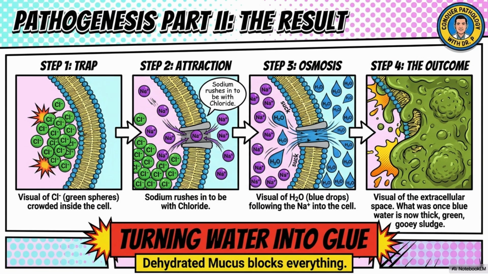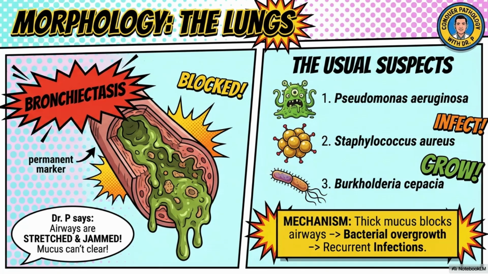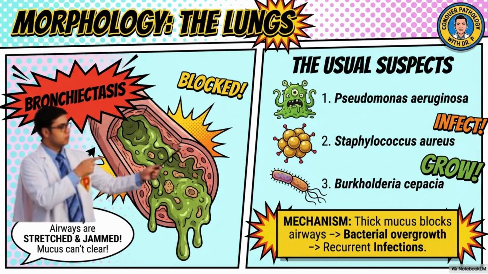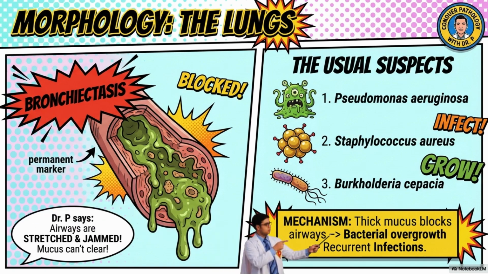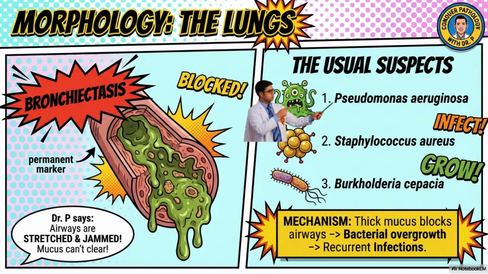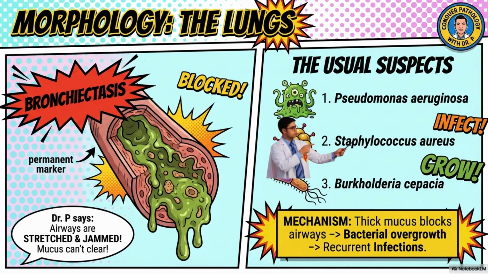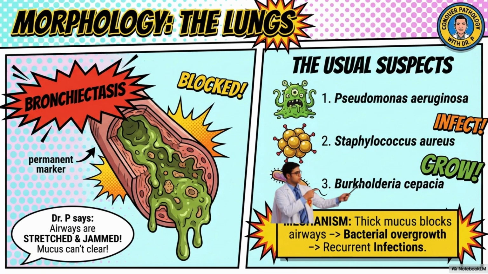Now let's see what the glue does to the organs. First, the lungs. The airway gets stretched and jammed because the mucus can't clear. This leads to bronchiectasis. Thick mucus is a playground for bacteria. You get recurrent infections with Pseudomonas aeruginosa, Staph aureus, and Burkholderia cepacia.